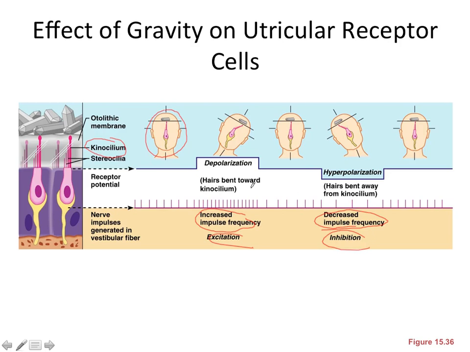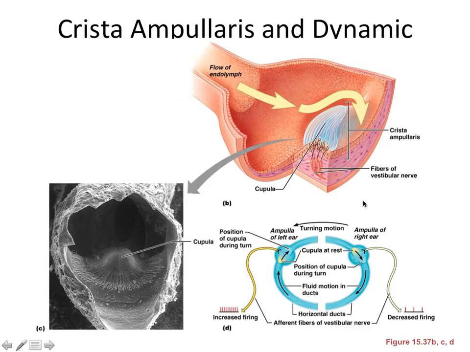That means if the action potential is increased, we know we moved our hand to the right. If the action potential is decreased, our brain knows our hand turned to the left side. So this is how the vestibule detects balance. Now let's talk about the semicircular canal. The semicircular canal detects acceleration.